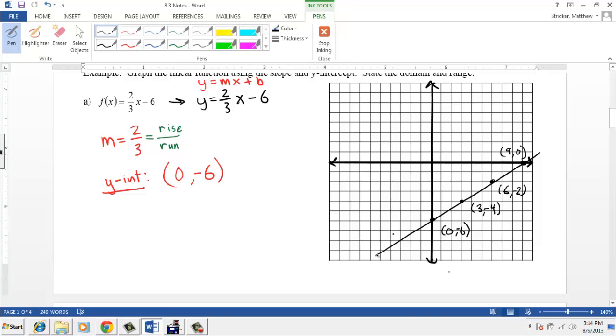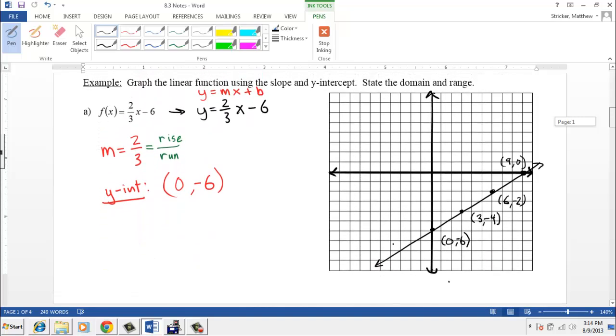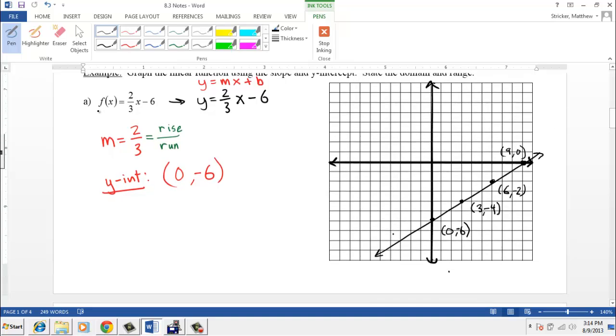Again, all of this should really be something that we've seen before. It's nothing new. It's review from algebra. But it's something that we need to know moving forward in this class. So that is another example of graphing a linear equation. Or in this case, actually, we call it a linear function because it's got the f of x.